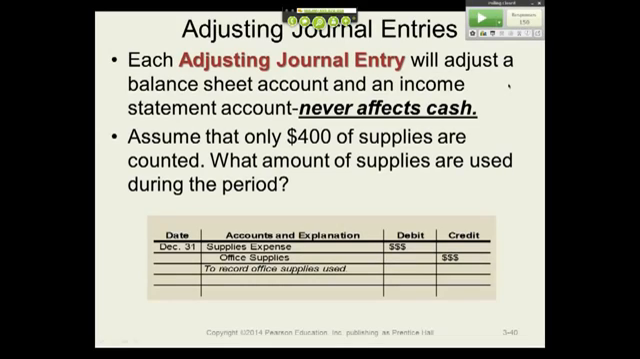Remember, you have to affect one income statement and one balance sheet account. The office supplies account is what type of an account? It's an asset, and when the asset is used up, it's going to be expensed. So this usage is an expense.